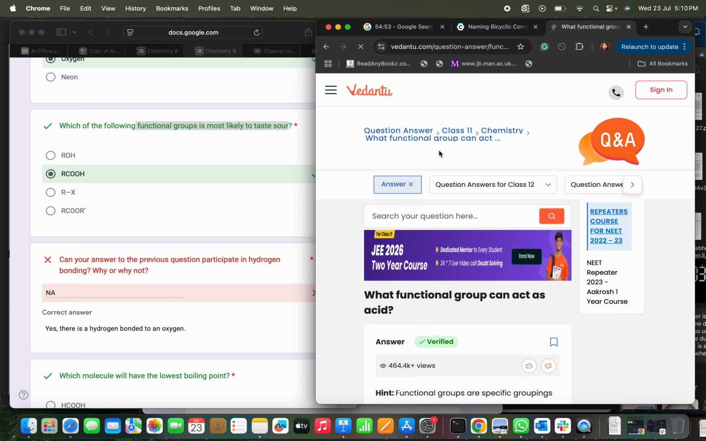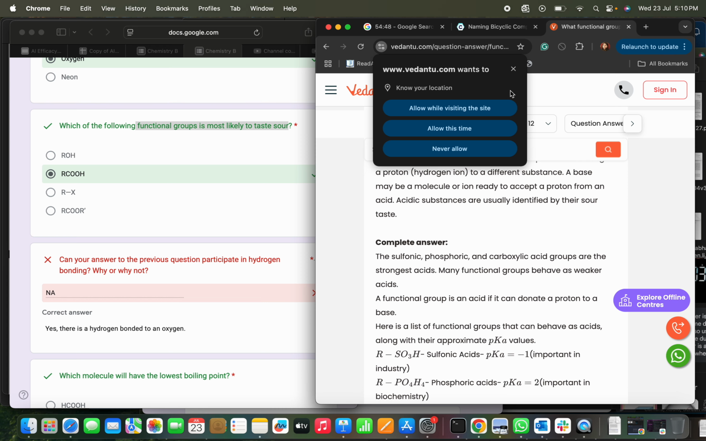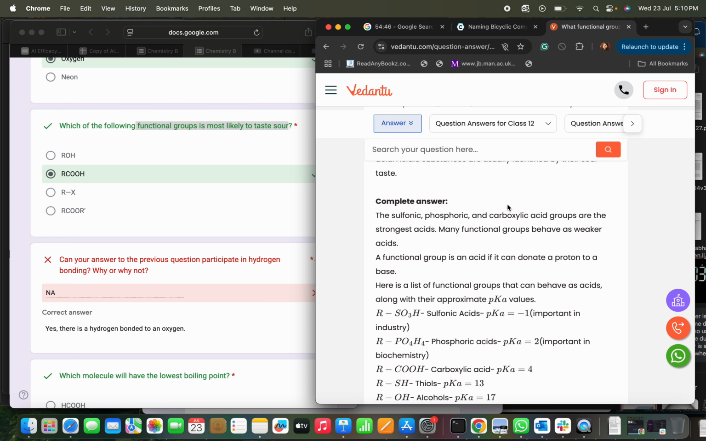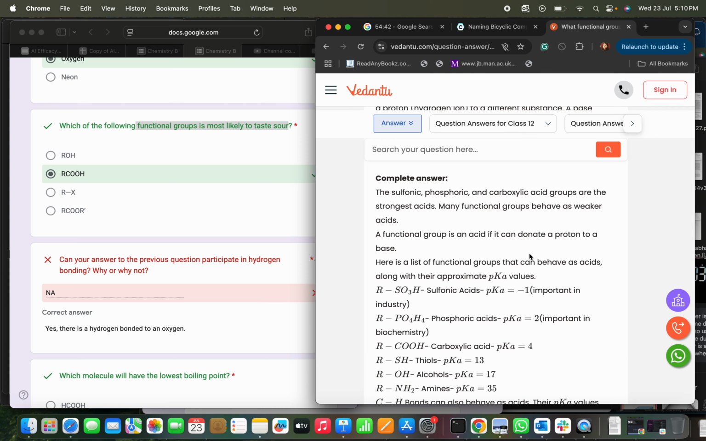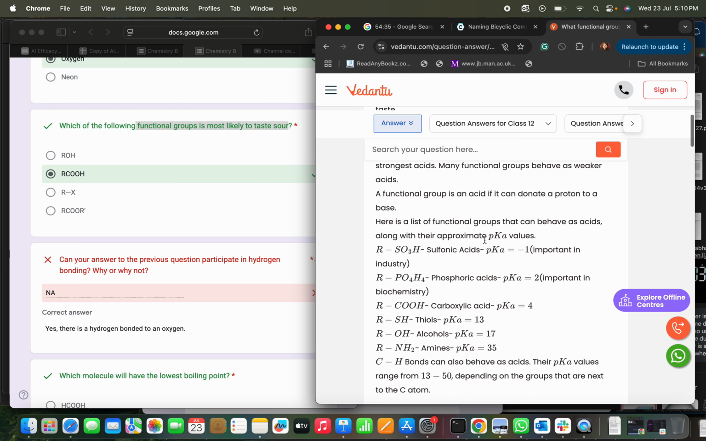Okay, so the sulfonic and the carboxylic are the strongest acids. Many of them behave as weaker acids. A functional group is an acid if it can donate a proton to a base. It can donate a proton.